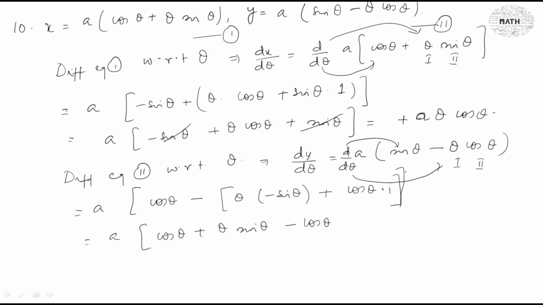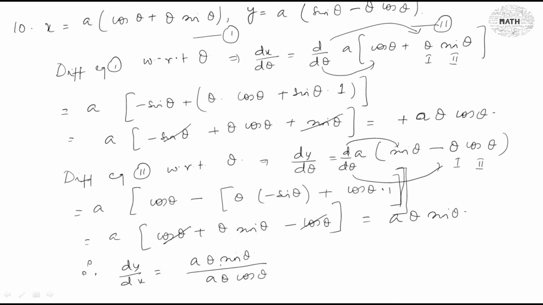I have to give one more bracket over here. So I cancel this with this, so I get the answer nothing more than a theta sine theta. So therefore your dy by dx would be a theta sine theta divided by a theta cos theta. I cancel a and theta, so there is sine theta divided by cos theta, which is nothing more than your tan theta. So you can pause the video and then check once again. And I hope you are clear till there.